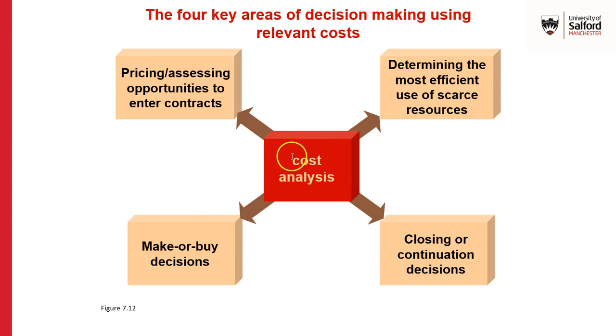So, four key areas in using relevant costs. Determining the most efficient use of scarce resources. We saw a bit of that with the labour and the garage, and it had to cover the costs of the alternative use. Closing or continuation decisions, that's kind of break-even analysis: are we going to be making a profit on this? Make or buy decisions, which can be in a contractual arrangement, as we were talking about in relevant costs. And pricing and assessing opportunity costs to enter contracts, again our relevant costing type decision. So all these are important decisions.